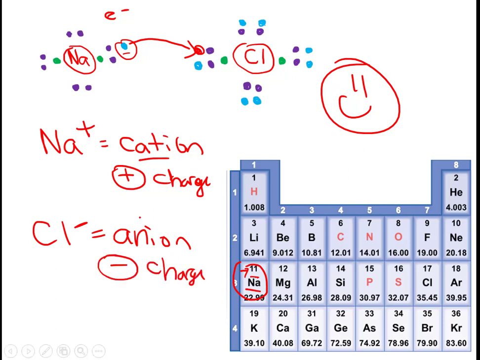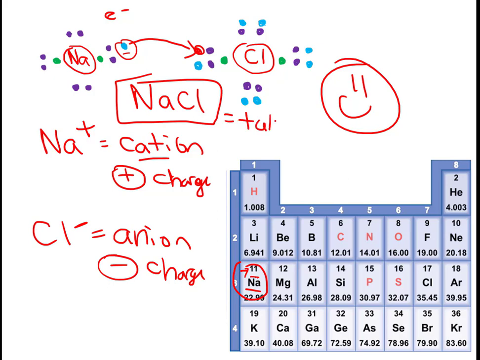When these two form this bond where sodium gives its electron to chlorine, its friend, this will create the compound sodium chloride, NaCl, also known as table salt. So congratulations, you have just created salt by simply drawing this bond. That's what salt is.